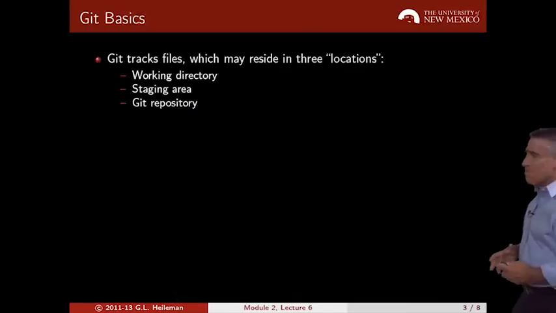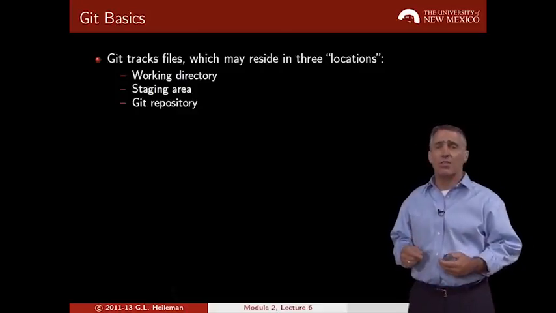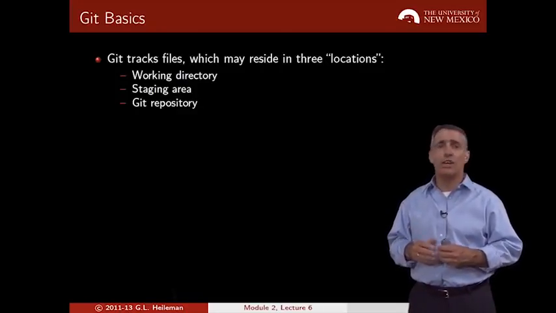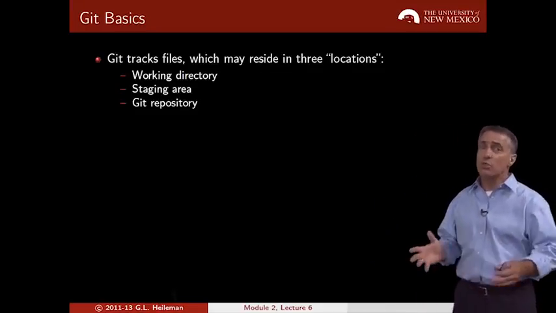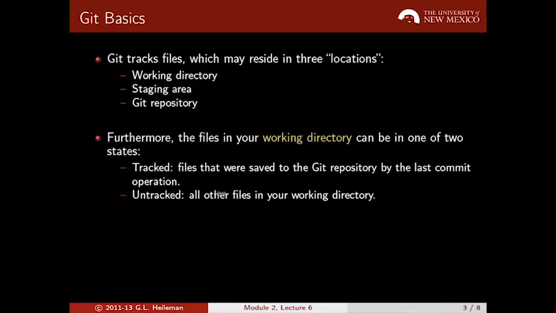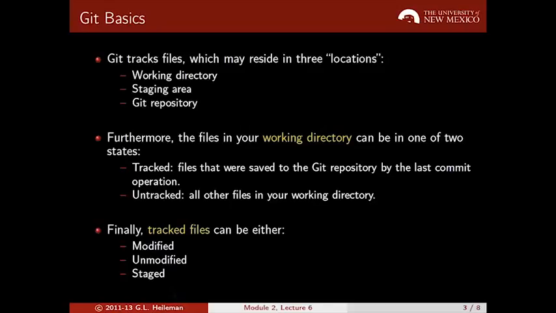Let's talk a bit more about the basics associated with Git. Git tracks files that can reside in 3 different locations. You should think of your working directory, where you're editing and working with files, the staging area, and then the repository itself. In addition, the files in your working directory can be in one of 2 states. They're either being tracked by Git or they're not being tracked. And then finally, tracked files can be in one of 3 states. If you've edited a tracked file, then it's considered modified. If you haven't changed that file, it's considered unmodified. And then a modified file can also be staged.